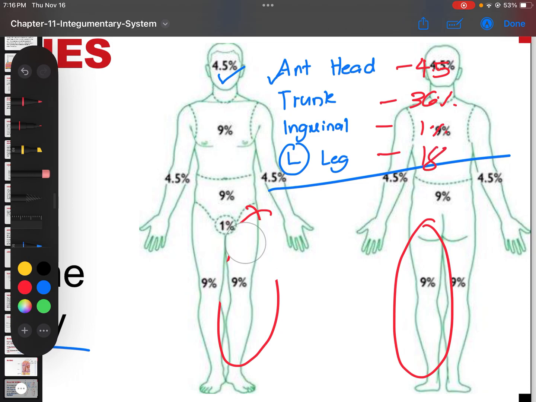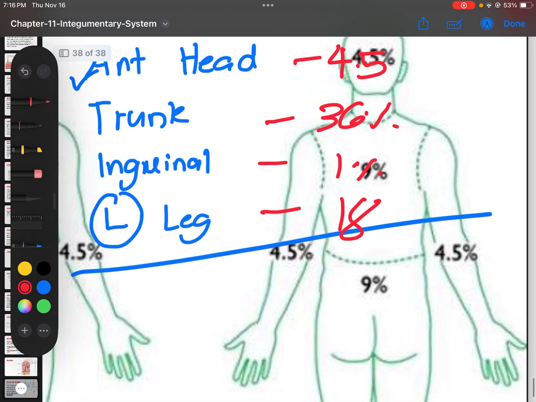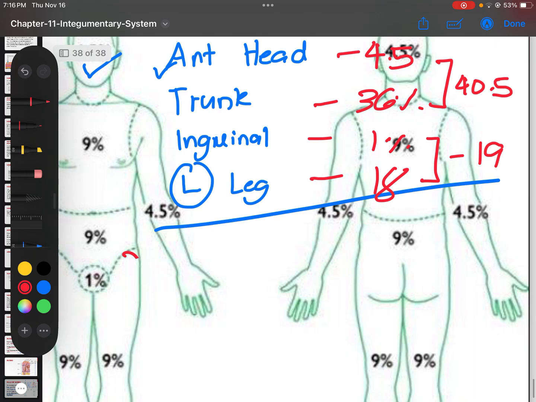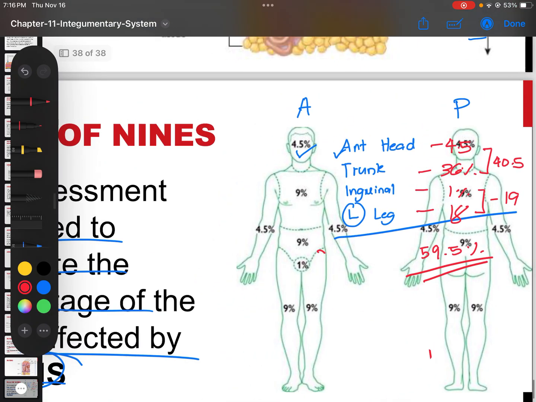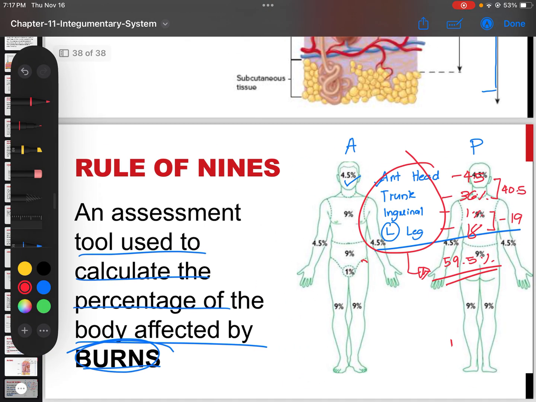And then we are gonna add it up. 36 plus 4.5 is 40.5. 1 plus 18 is 19. Now we're gonna add that, which will make 59.5%. So we can conclude that the body in the given situation has burned 59.5% of their body. Now that is basically the rule of nines.